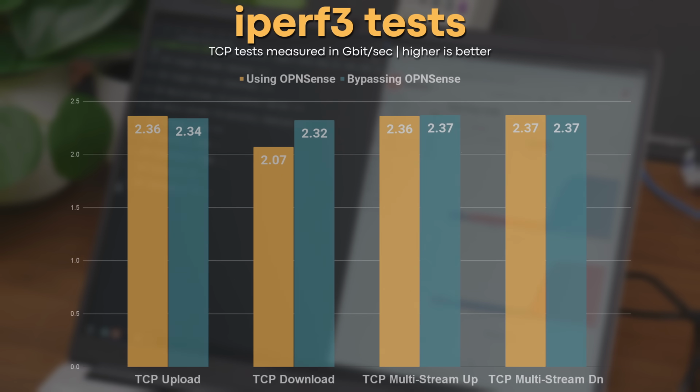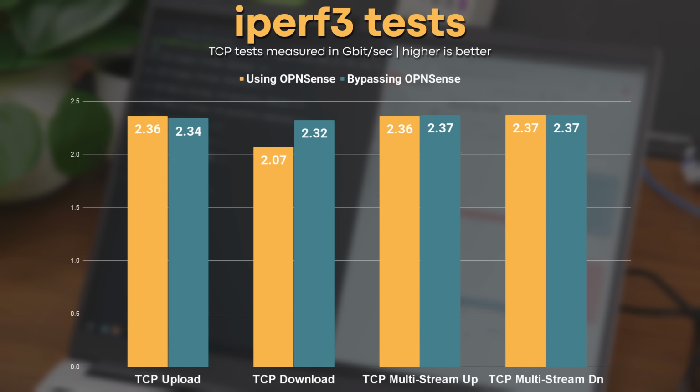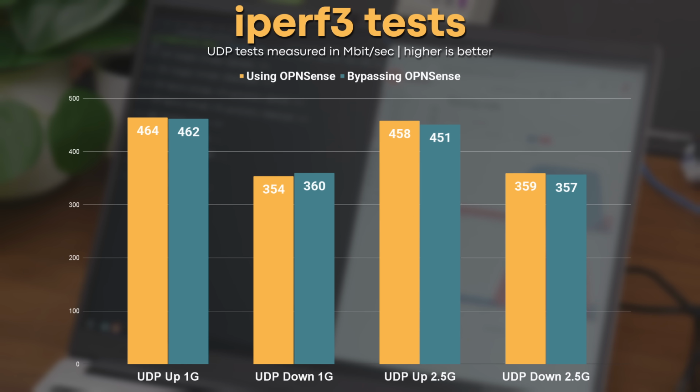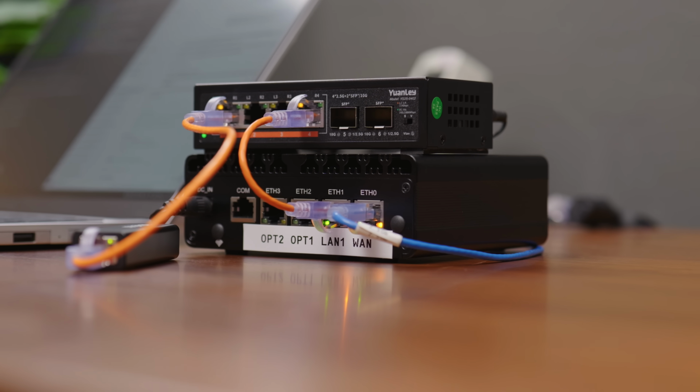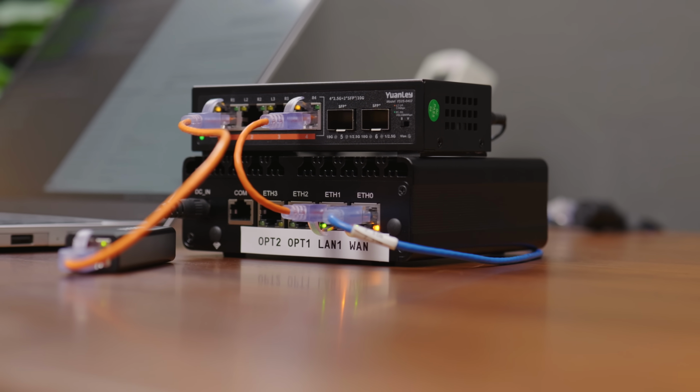So instead, I just re-ran all of those iperf tests, but with my laptop on the same network as the iperf server. This way, I was just completely bypassing the router. And well, here, both sets of results were essentially identical. So it doesn't seem that the OPNsense router was a bottleneck in any way, which doesn't really come as a surprise though.